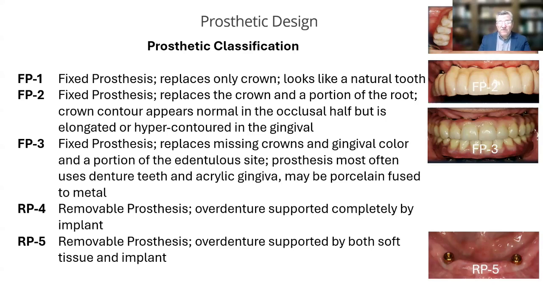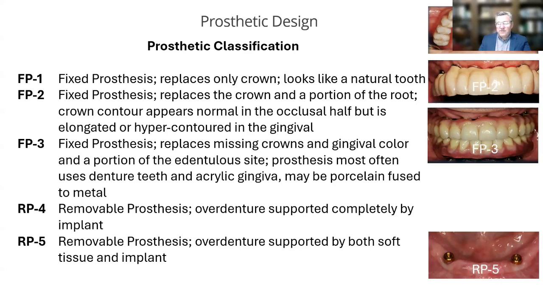Number 2, an FP2, is a fixed prosthesis that replaces a crown and a portion of the root tip. Crown contours appear normal, but the occlusal half is elongated or hyper-contoured at the gingival. So these look kind of like you see in the image over here, those elongated roots that go to the fixture level. And these are not as popular as they used to be, because now we're using multi-unit abutments and bringing the tissue up through the transgingival width of the tissue, and we're restoring above the tissue level. So when we're going straight to fixture, which a lot of old school clinicians still love to do, a lot of times you're going to face these types of situations.